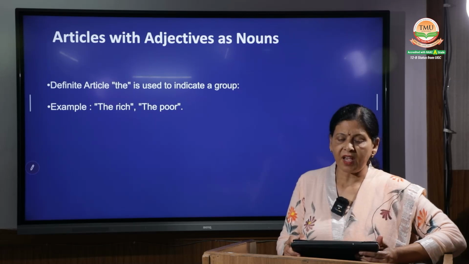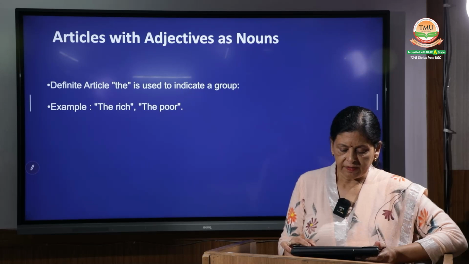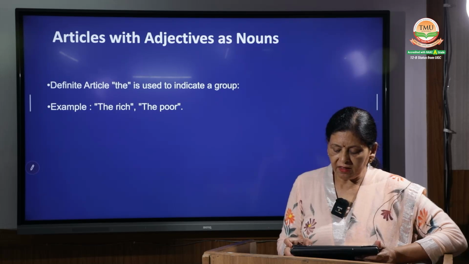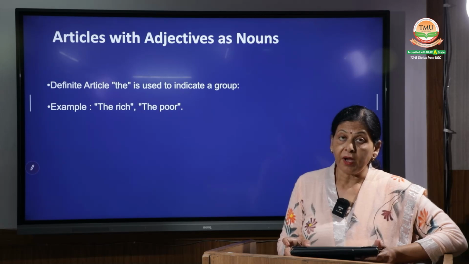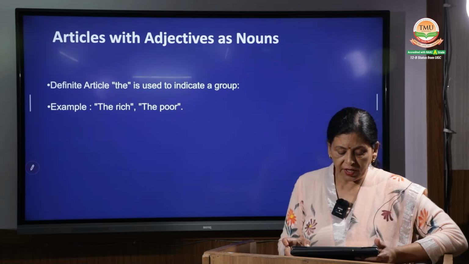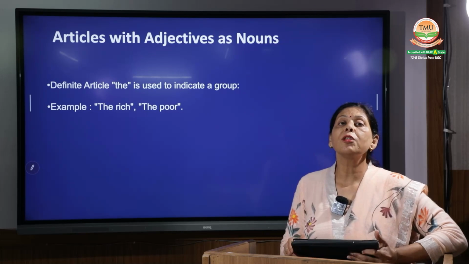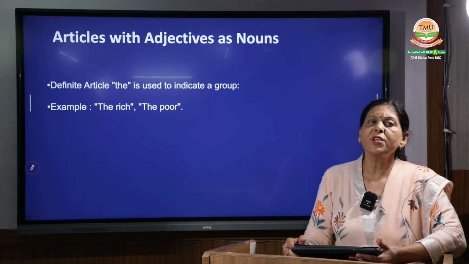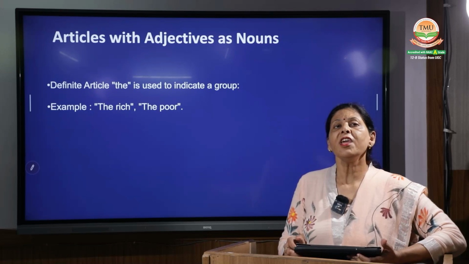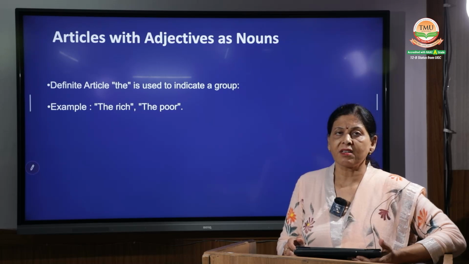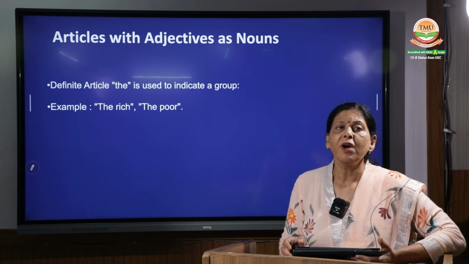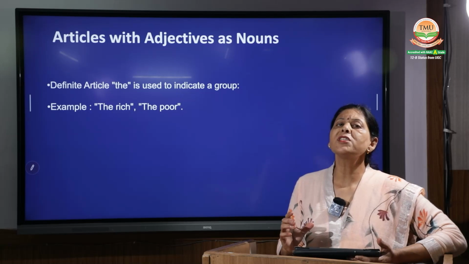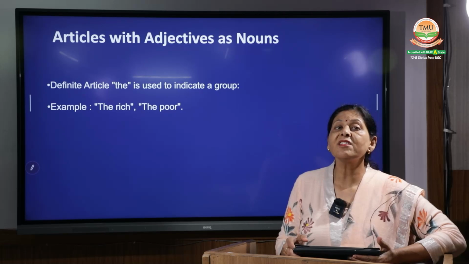Then articles with adjectives as nouns. That is, the article the is used to indicate a group. Definite article the is used to indicate a group. The rich, the poor. There is a lot of difference between the rich and the poor. So when we mention any particular class, any particular group, it is the rich and the poor. So when we are referring to a particular class, then also we place the in front.